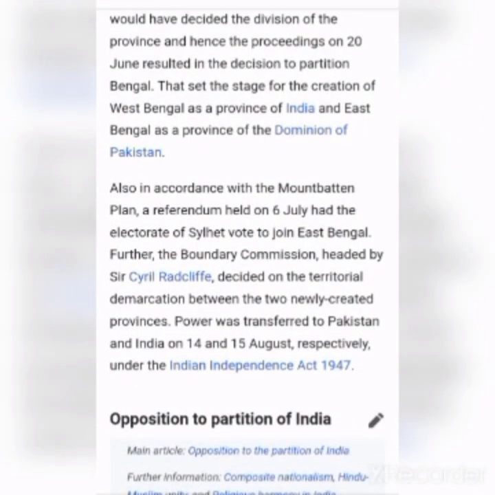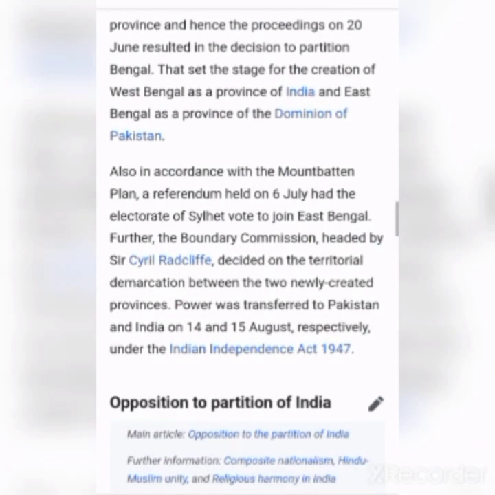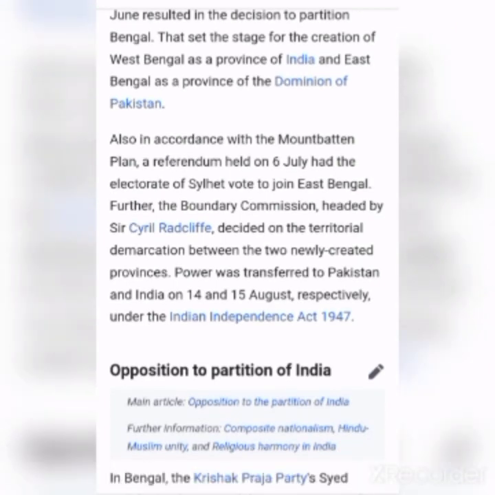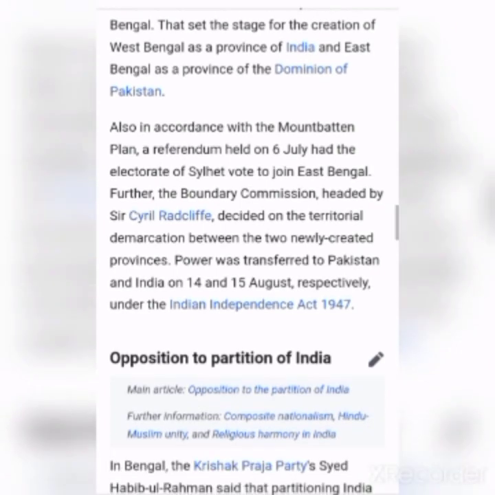In accordance with the Mountbatten plan, a referendum held on 6 July had the electorate of Sylhet vote on whether to join East Bengal. Further, the Boundary Commission, headed by Sir Cyril Radcliffe, decided on the territorial demarcation between the two newly created provinces. Power was transferred to Pakistan and India on 14 and 15 August respectively under the Indian Independence Act 1947.